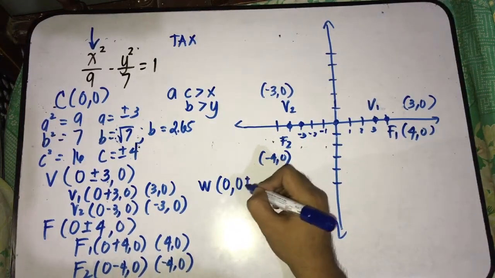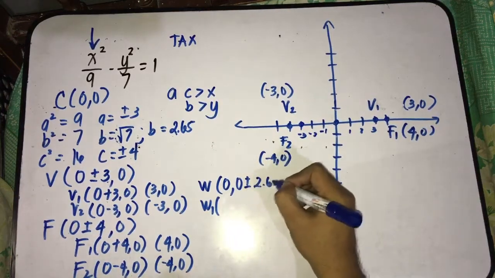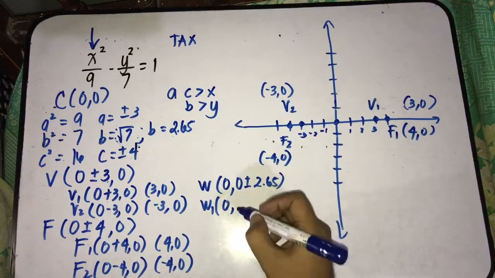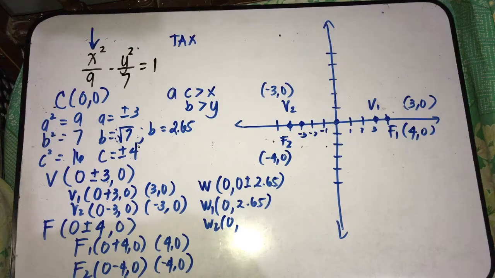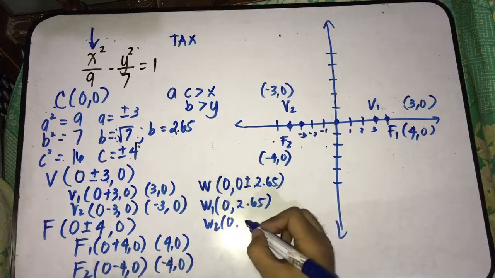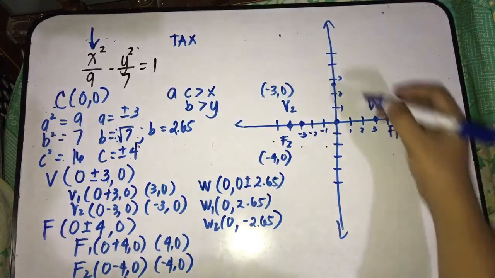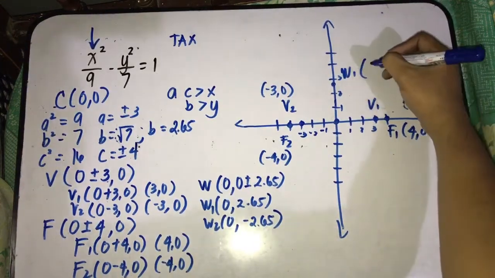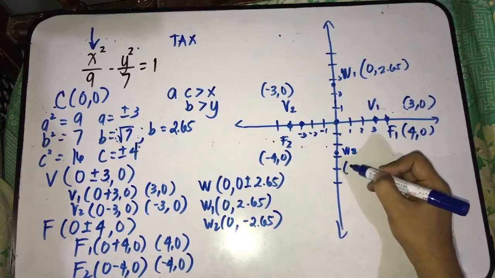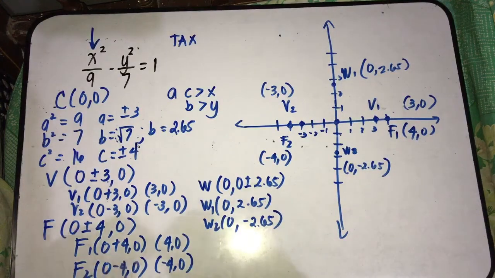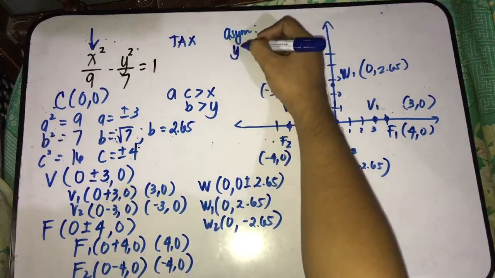And for W1 and W2, since this will be the conjugate axis, we'll be changing the y-coordinate of the center. And that will be 0, 0 plus minus 2.65. W1 is 0 plus 2.65. That is 2.65. For W2, that is 0 minus 2.65. Therefore, that is 0, negative 2.65. So let us now try to graph. We have 2.65 here. That is W1, 0, 2.65. We also have W2, located at 0, negative 2.65. So we now have the foci, the vertices, the co-vertices. We have their coordinates, and we're now ready to get the asymptotes.